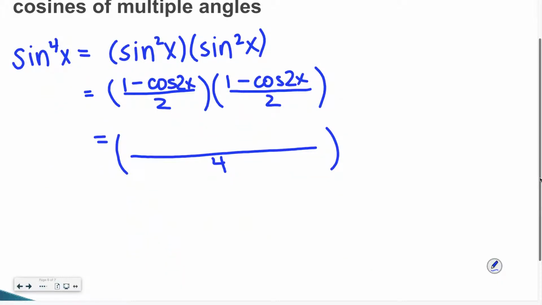Okay, now we have our first product is 1. Our outside product is negative cosine of 2x. Our inside product is negative cosine of 2x. And then our last product would be positive cosine times cosine is cosine squared. We keep the angle the same.